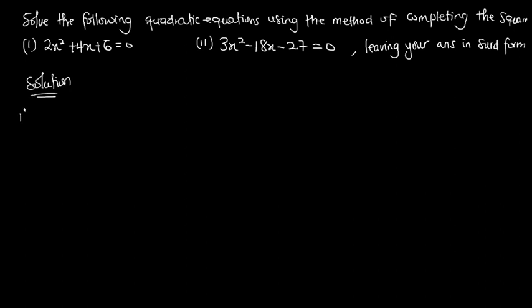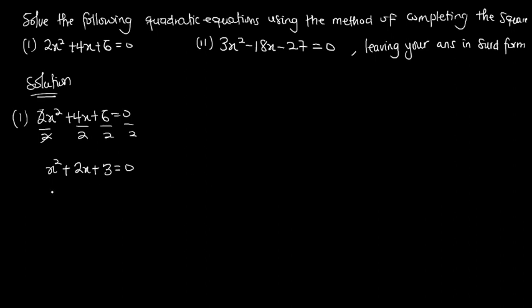So the first expression we have is 2x squared plus 4x plus 6 is equal to 0. As always, the first thing you need to do is to make sure that the coefficient of the x squared term is 1. So I do that by dividing both sides by 2. Everything here by 2. So this cancels this. So I have x squared plus 4 on 2 will give me 2x, plus 6 on 2 will give me 3, is equal to 0 on 2 will give me 0. So this becomes my new expression.